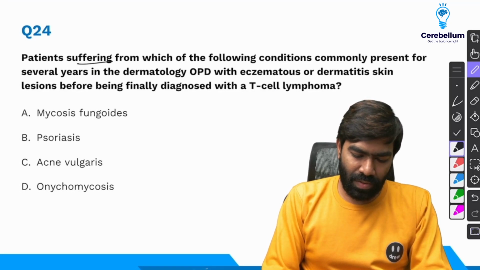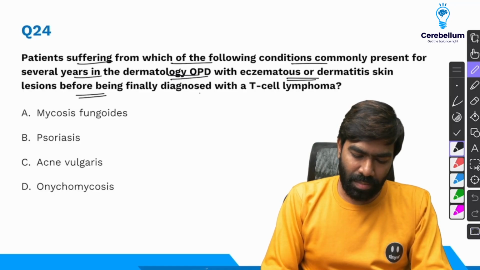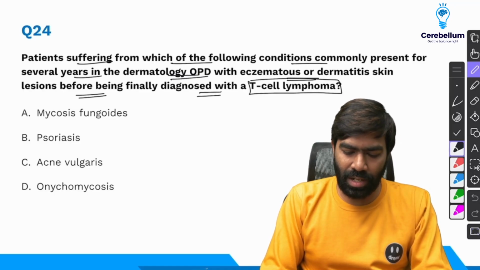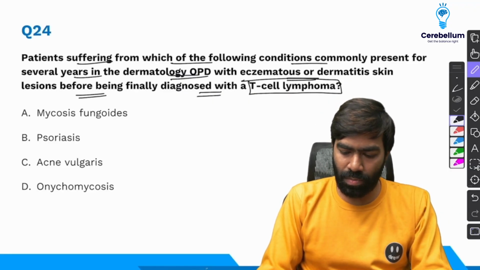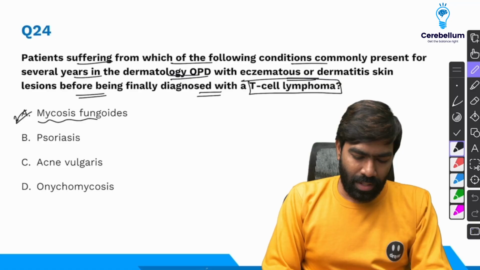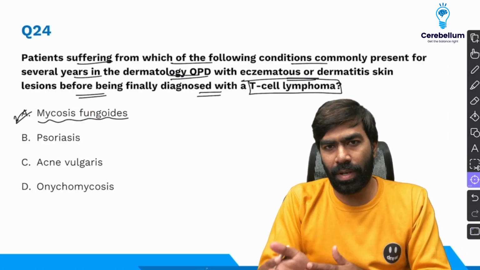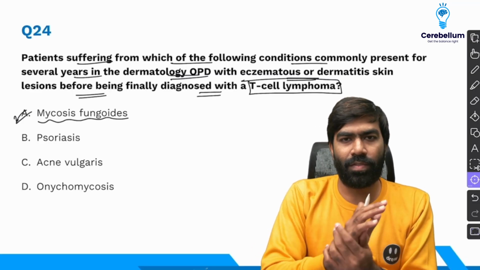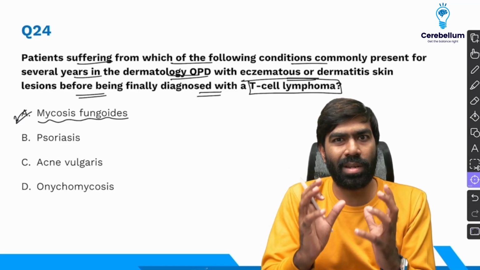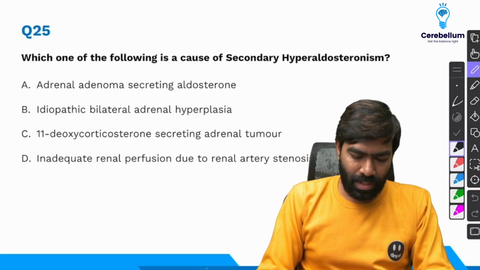24th question, patients suffering from which of the following conditions commonly present for several years in the dermatology OPD with eczematous or dermatitis skin lesions before being finally diagnosed as T-cell lymphoma? The T-cell lymphoma that's going to masquerade as a skin problem is going to be mycosis fungoides. The disseminated form of mycosis fungoides, if the tumor cells enter the peripheral blood, is also called Sézary syndrome. We're going to see the characteristic Sézary cells in the peripheral blood that have characteristic cerebriform or folded nuclei. Other options are obviously wrong. It's an easy one.